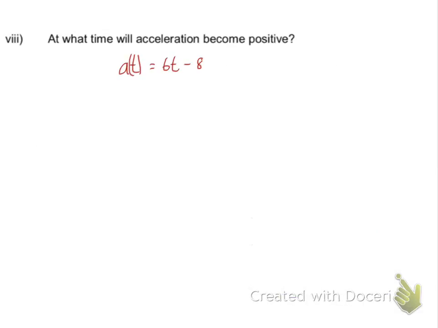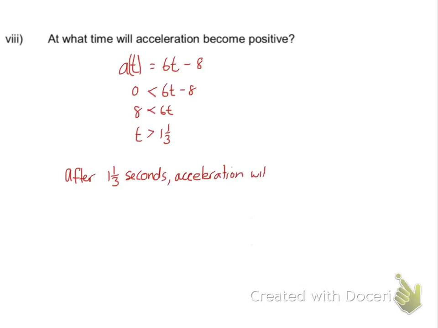At what time will the acceleration become positive? Well, we want the acceleration to be greater than 0, so you solve for t, and you find that after 4/3 of a second, acceleration will become positive. And that's how easy kinematics is. Check out the other tutorial on kinematics.